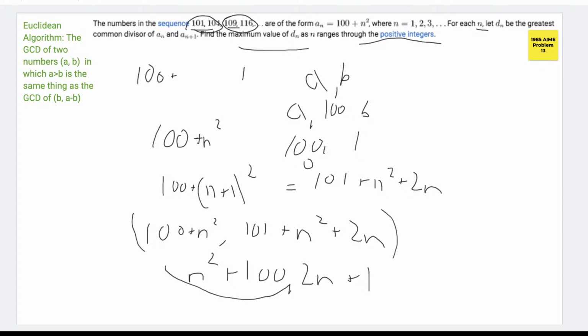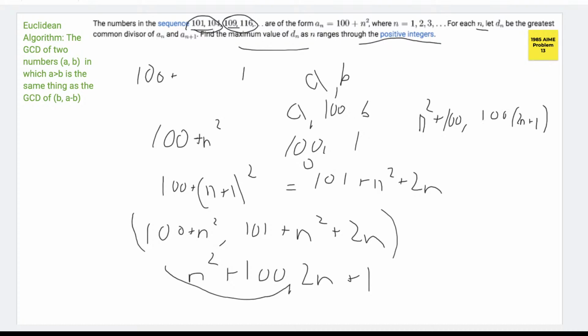We will do something similar in this case. We know that if we can remove this 100 from here, then it'll be pretty simple after. And that's our goal. It's to get rid of this 100 term. And this can be done by multiplying the second term by 100. So this is the same thing as finding the GCD of n squared plus 100 and 100 times 2n plus 1.